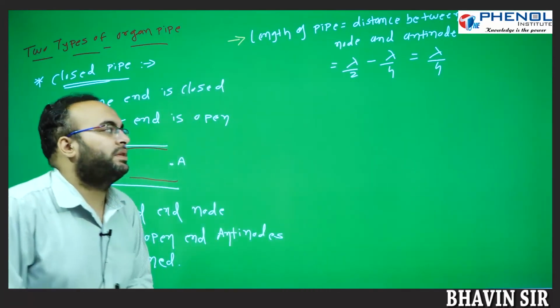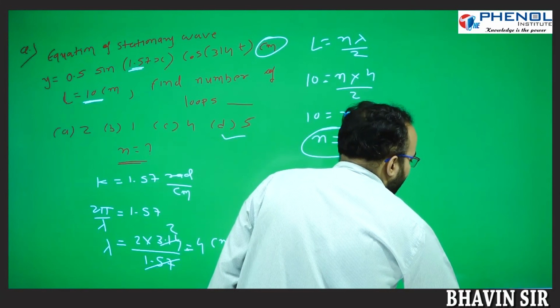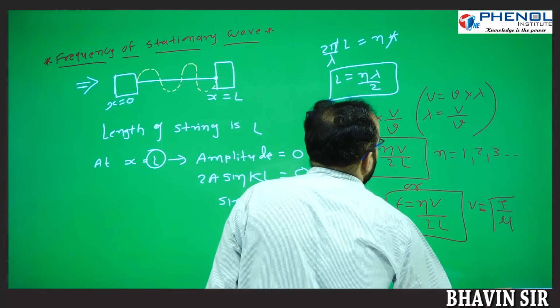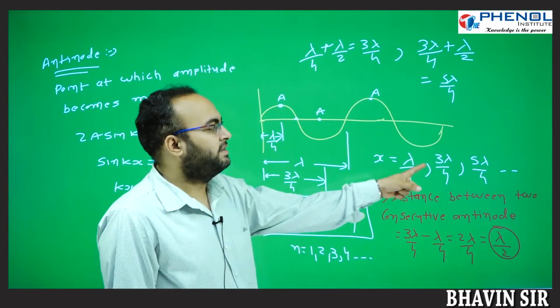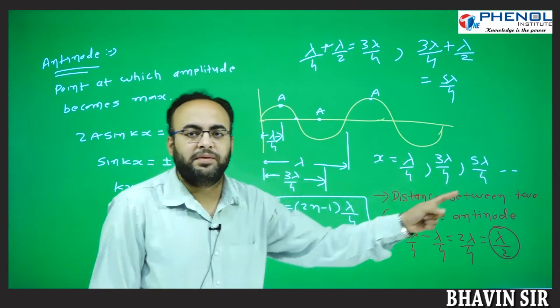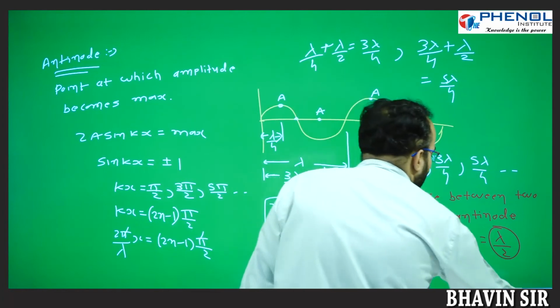Okay, so now see, after lambda by 4 we get 3 lambda by 4, then 5 lambda by 4. So what is the general expression? 2n minus 1 lambda by 4.